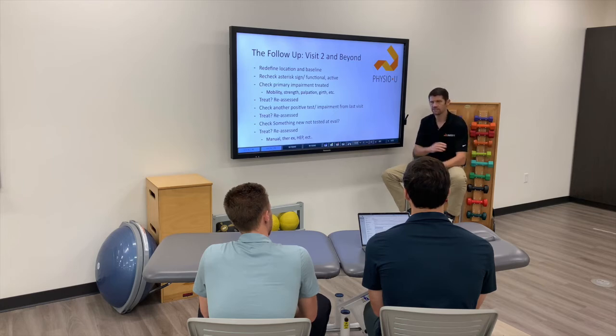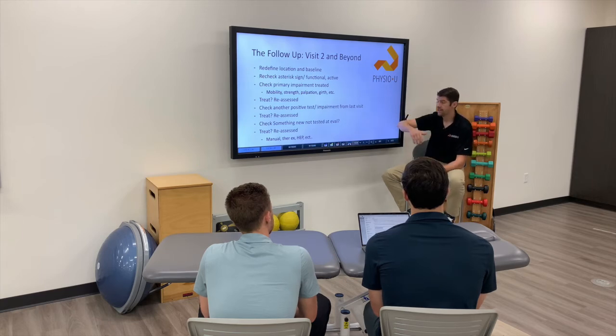I guess it depends what your definition of clear is. I would retest my asterisk sign. So if their asterisk sign was, hey, reach into the cupboard, or it was abduction overpressure, whatever it is that brought on their pain, that I bolded and I was using as my reassessment every time, right? That's my asterisk sign. I would recheck that to see if it still brought on the front of the shoulder pain, right? And if it didn't, I'd be like, okay, the thing we were working on is better. This other thing, when do you get it, right?